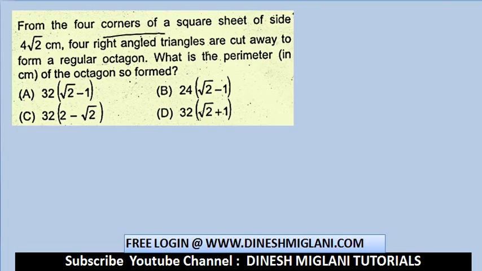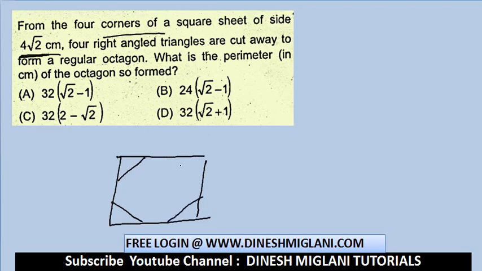From the 4 corners of a square sheet of side 4√2, 4 right angle triangles are cut. We have to find the octagon. Now just try to understand. Let us say one square is there. One octagon is cut in this way. One right angle isosceles triangle is cut. This octagon is there. So suppose I say the side of the octagon is A, this must be A. So this is 45 and this is 45. So this must be A upon root 2. This is A upon root 2. This is A. So this is A upon root 2.